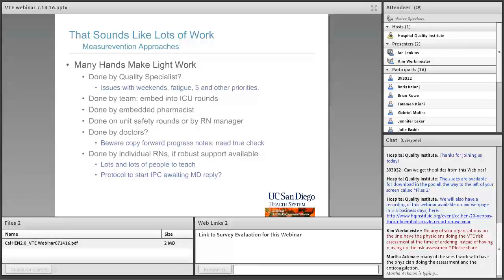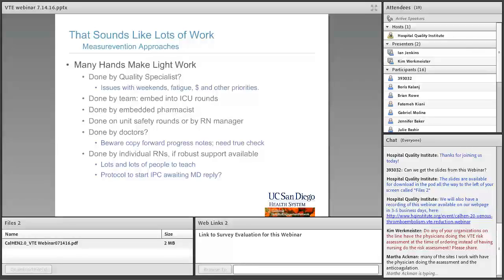Well, one is to embed it into rounds. This works really well in the ICU because they usually have all the doctors and nurses talking about one patient at one time. They can go through a safety checklist and make sure that DVT prophylaxis is discussed. You could have a pharmacist embedded in the teams looking at this on rounds or responsible for a certain unit.